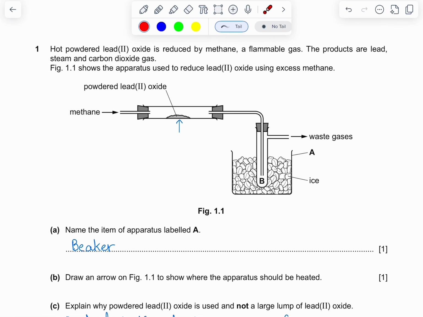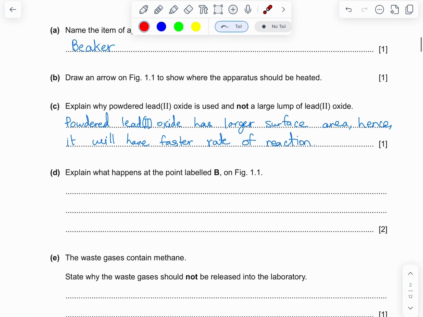So the reason why they probably have the ice over here is because of this steam. When steam comes, it will be condensed into liquid form, right? Because of the very low temperature of water, because of all this ice, right?